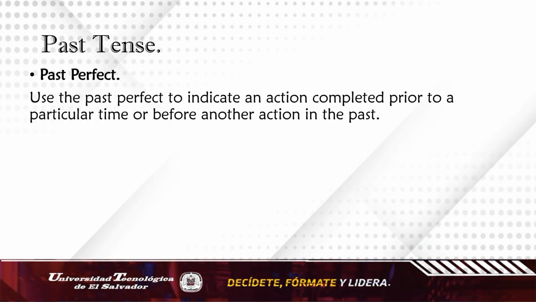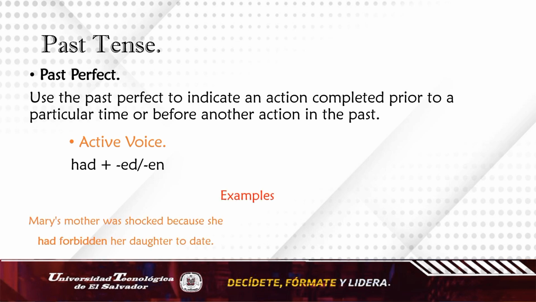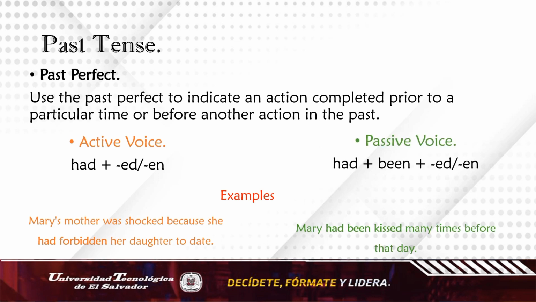Past perfect. Use the past perfect to indicate an action completed prior to a particular time or before another action in the past. In active the structure is had plus -ed, -en. For example, Mary's mother was shocked because she had forbidden her daughter to date. In passive the structure is had plus been plus -ed, -en. For example, Mary had been kissed many times before that day.